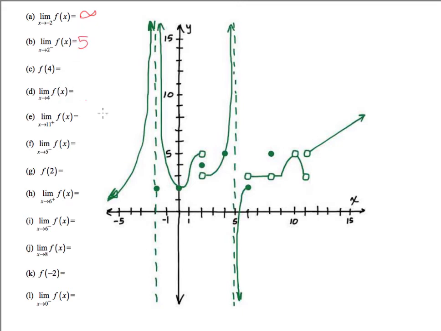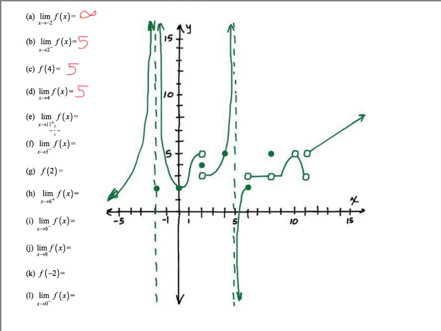Now what is the function value at 4? As I go to 4, I want to know exactly what the value of the function is, and it appears to be 5. And now let's look at the limit at 4. What's happening from the left of 4 and from the right of 4? They have to be approaching the same number for the limit to exist. And they are. It's 5.